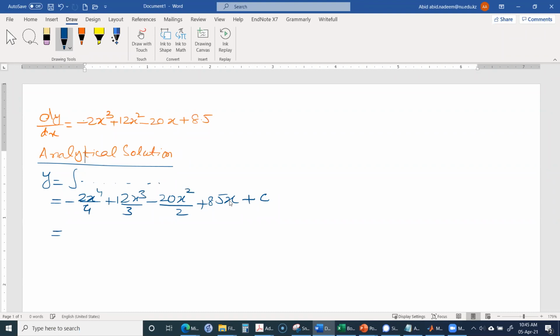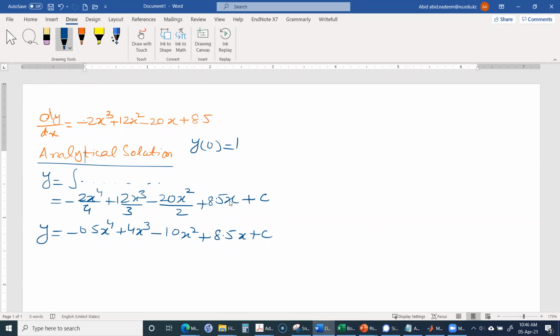Okay, so it will be minus 0.5x^4 plus 4x^3 minus 10x^2 plus 8.5x plus c. Okay, so that will be y. So we need to integrate it from x equal to 0 to x equal to 4 with a step size of 0.5. The initial condition is y0 equal to 1. Okay, at x equal to 0, y is equal to 1.